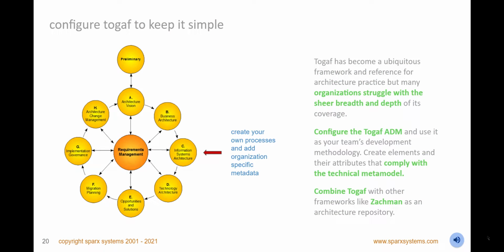Configure the TOGAF architecture development method, and benefit from this powerful and ubiquitous framework, tailored to suit your organization and project needs. Create elements preconfigured to comply with the TOGAF technical metamodel. Make additions to the framework to complement the way you and your team work, including adding organization-specific properties to selected elements, such as business criticality, vendor, business unit, and business and technical owners. Use these properties to drive visualizations in Prolaborate, such as sunburst charts, heat maps, bubble charts, and more.